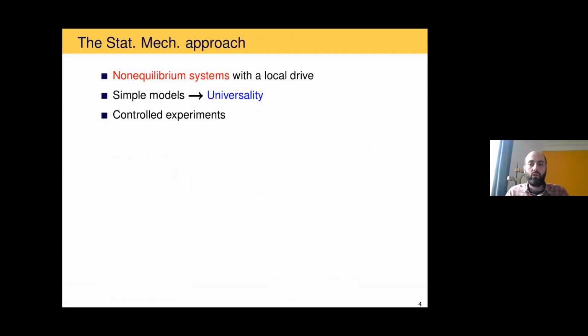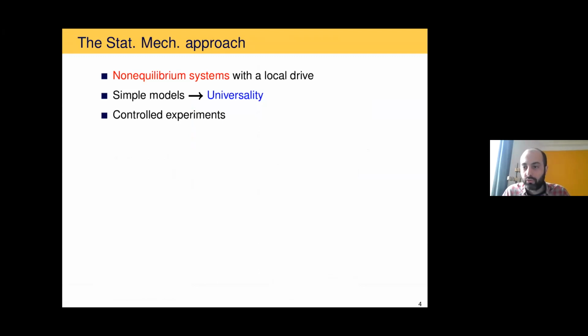So from the point of view of statistical mechanics, these are non-equilibrium systems that are characterized by a local drive. So each particle is driven differently, as opposed to systems that are driven by an external field.